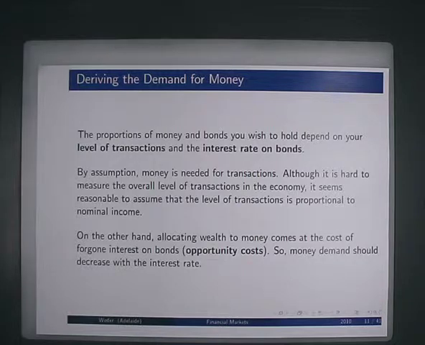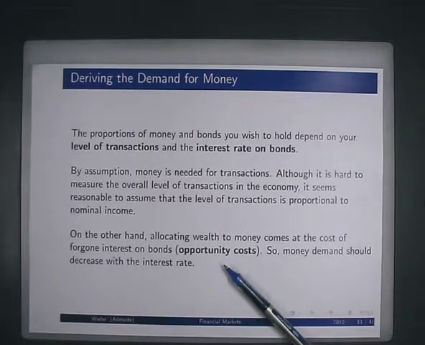Well, walking around with all this currency comes at a cost, right? If the interest rate is very high, then you forgo this potential interest income. That is what we economists call the opportunity cost of bonds. Ideally, you would hold everything you have in bonds and get some interest on it. But you can't, because you also have to conduct some transactions. You have to buy bread, groceries, newspapers, whatever. So there's some trade-off.